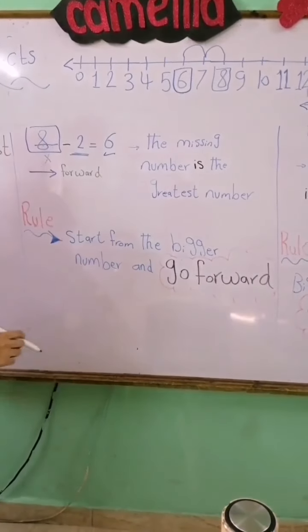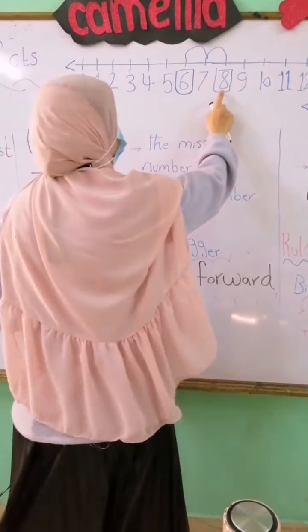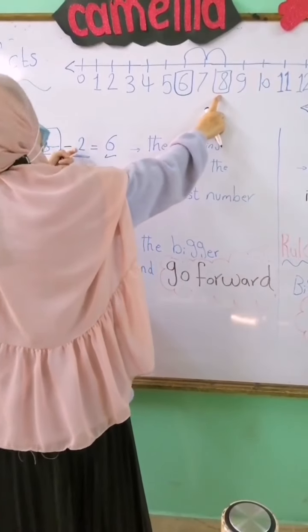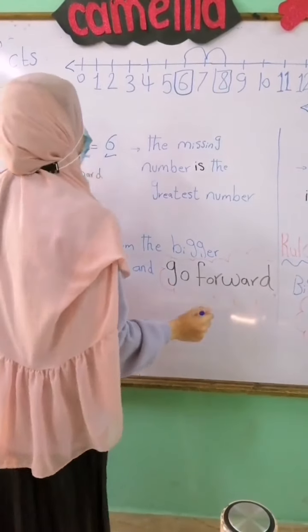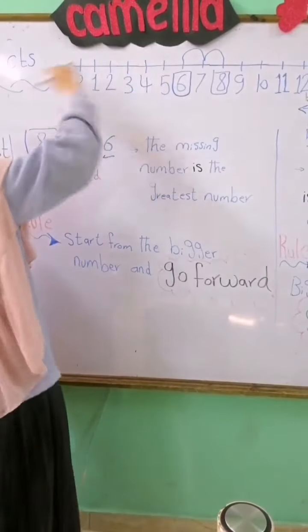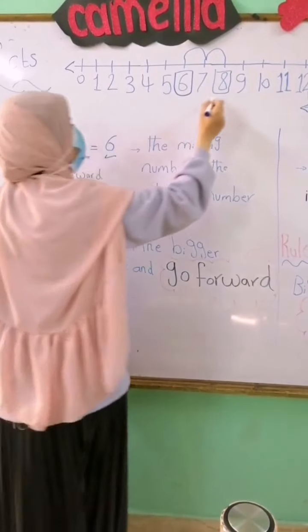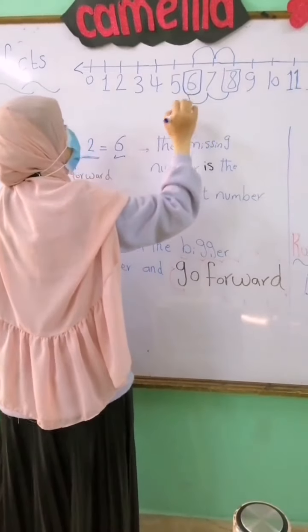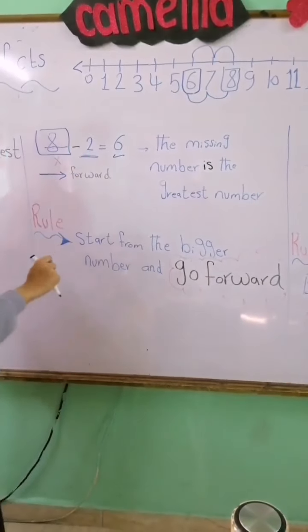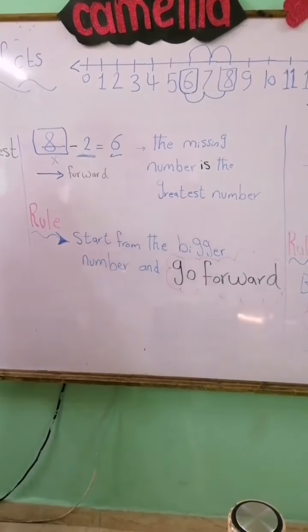Let's check our answer. Where is 8? Here. Minus what? Minus 2. In subtraction, what do we do? We go backward. 1, 2. The answer is 6. So our answer is correct.